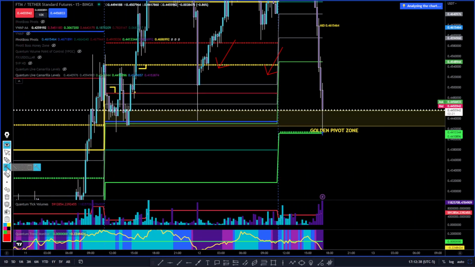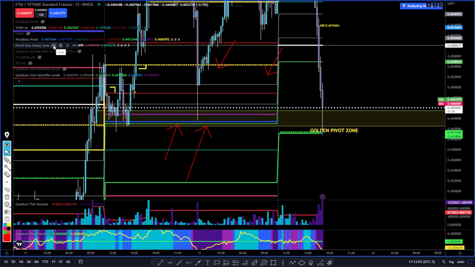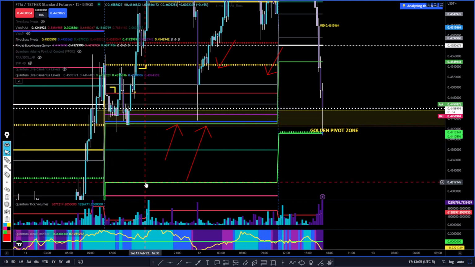So one of the theories of Pivot Boss, like Secrets of a Pivot Boss, that book shows you that when you have double pivot zones with a central floor pivot and a Camarilla pivot very close together, right? And let me even turn on the money zone because I think the money zone was in play here as well.